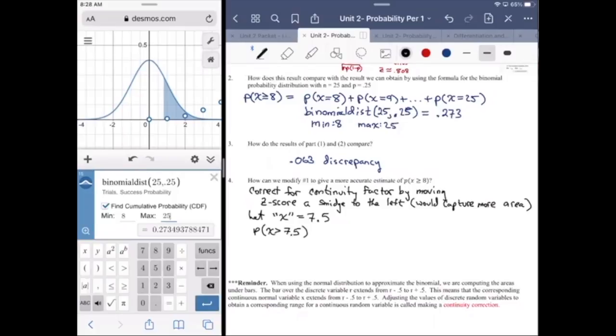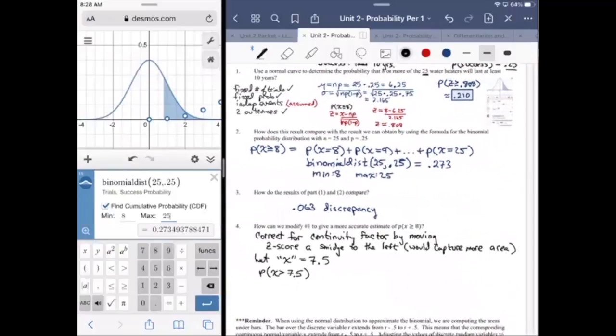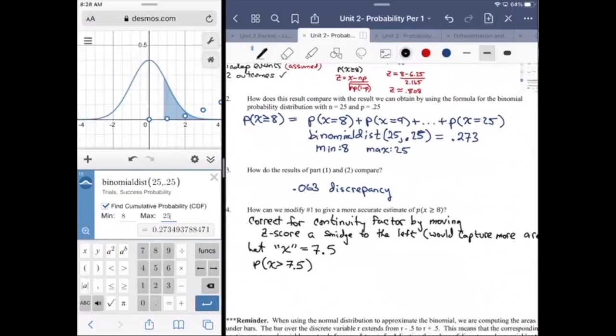So it gives us a little bit more area to work with because we're moving half a unit away to the left in terms of x, which is going to correspond to a smidge to the left in terms of z, which is going to give us a smidge more area, which might get us where we need to go. All right. And mathematically, if we're talking about discrete whole number values, if I say x is greater than 7.5, I'm saying the first whole number value would be 8, and then 9, then 10, and then everything beyond that.